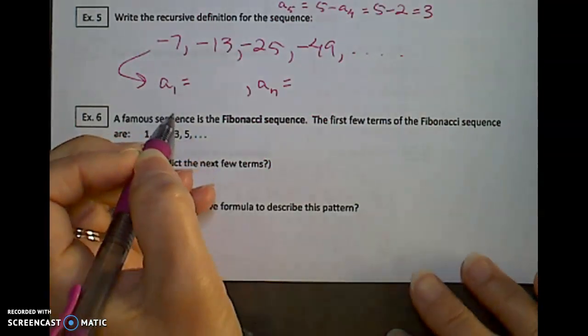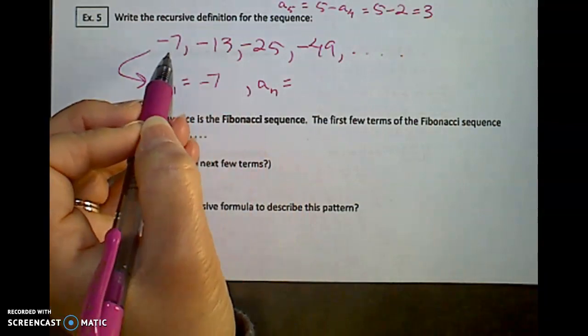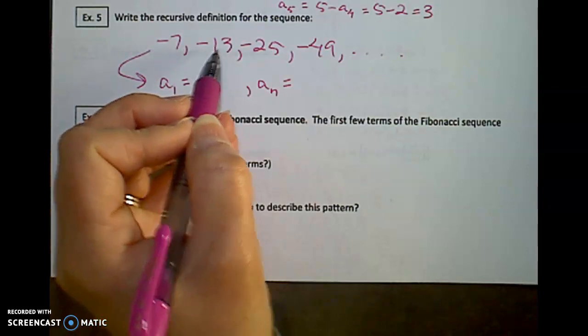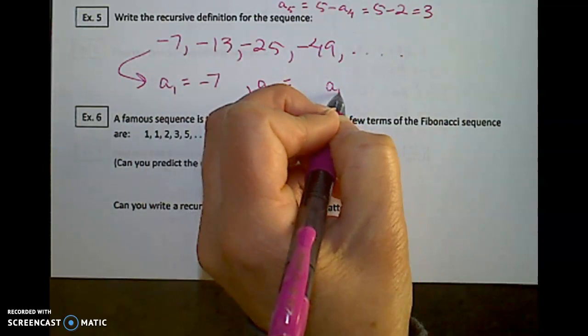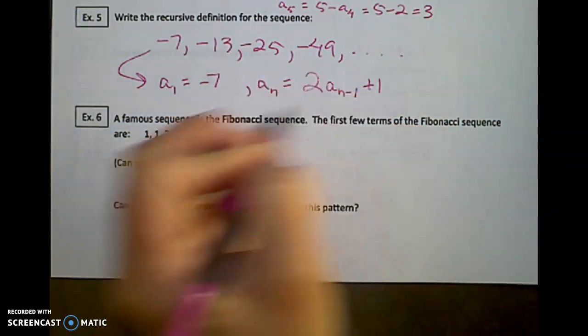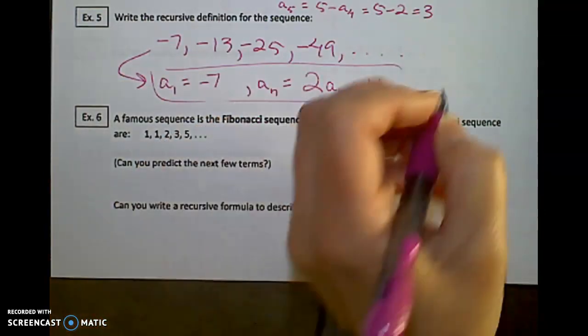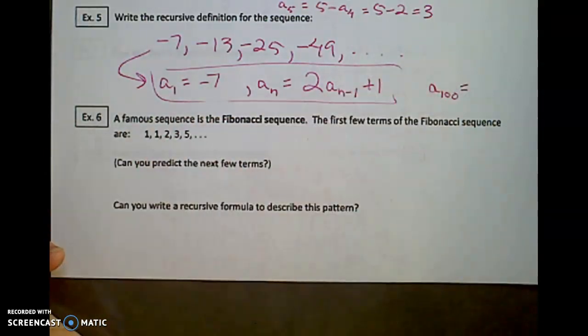All right, any luck? Recursively, tell us where to start, -7, and then how do I find the next term? I noticed I take this and double it, but then I have to add 1. Take the previous term, a sub n minus 1, double it, but then I have to add 1. And that's a recursively defined sequence. The problem with recursive is that finding a sub 100 is very hard. You'd have to know a sub 99 and move backwards. So it's a little bit less convenient.